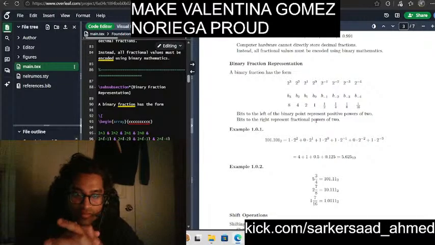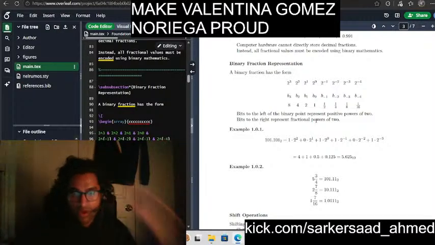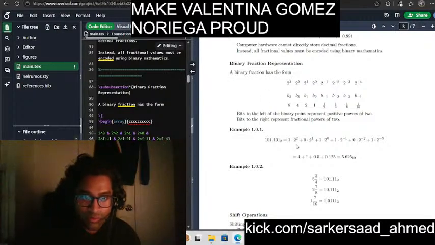So bits to the left of the binary point represent the positive powers of 2. Bits to the right represent fractional powers of 2. So if I have 101.101, then I'm going to have 1 times 2 to the power 2, 1 times 2 to the power 1, 1 times 2 to the power 0, 1 times 2 to the power minus 1, 0 times 2 to the power minus 2, 1 times 2 to the power minus 3.